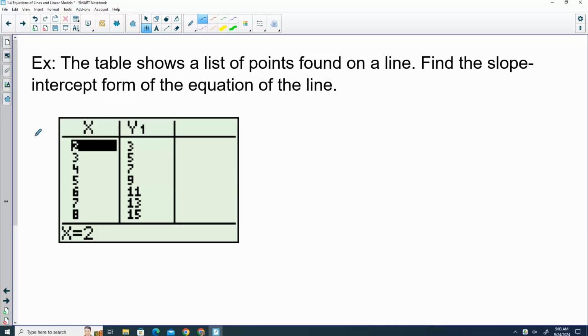This time I'm giving you a list of points found on the line. How many points do we need to write the equation? Just 2. Does it matter which 2 ordered pairs we take from this list? Not a bit. So pick your favorite 2. Which ones do you want me to use? (3, 5) and (2, 3). Okay, we'll just go with the first 2. So first we need our slope. Why don't you guys finish it from here? Find your slope and write your equation.